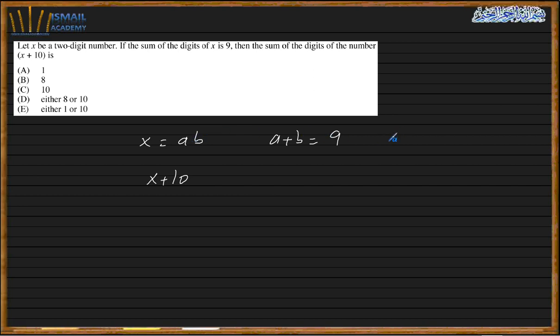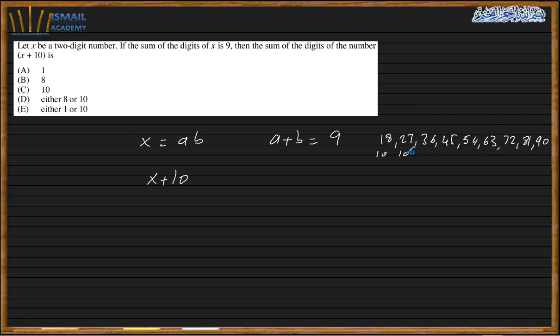So what are the multiples of 9 which are two digits? So we have 18, 27, 36, 45, 54, 63, 72, 81, and 90. So those are the two-digit numbers that are divisible by 9. And the sum of the digits is 9.